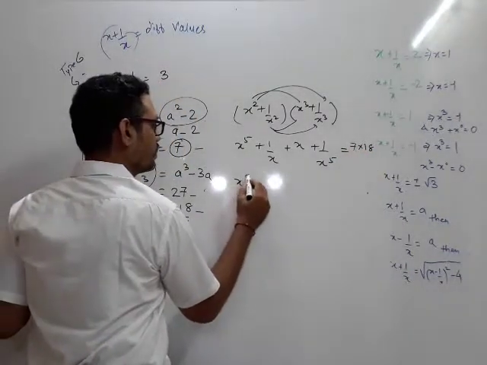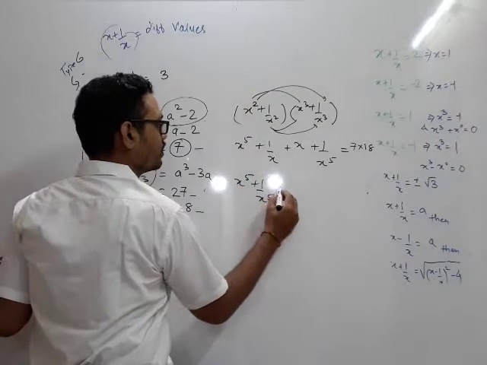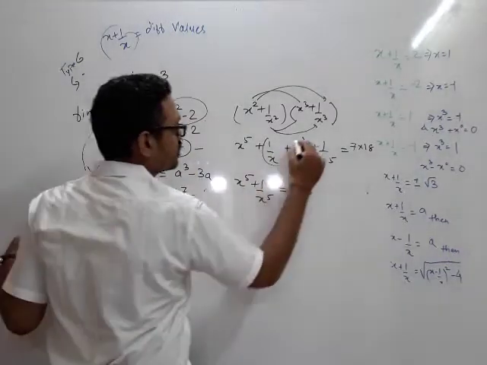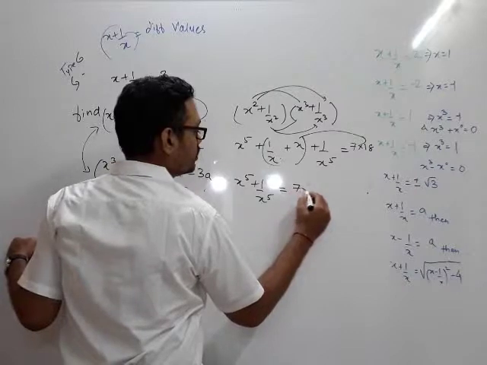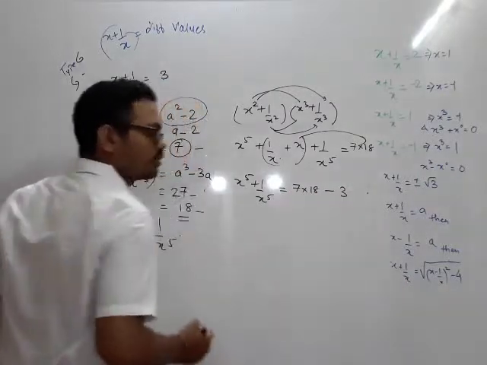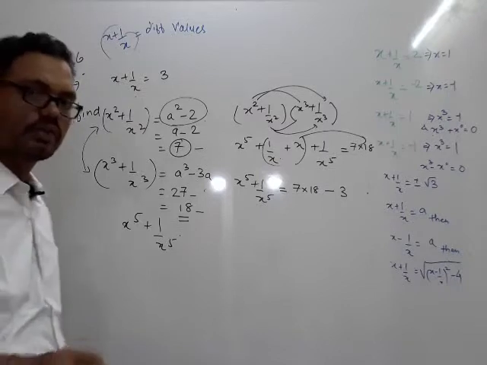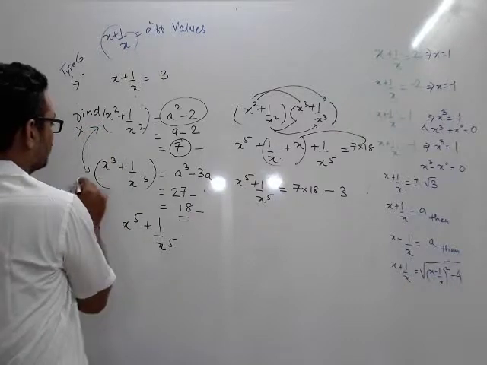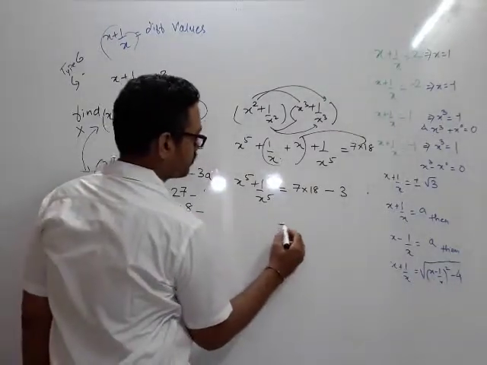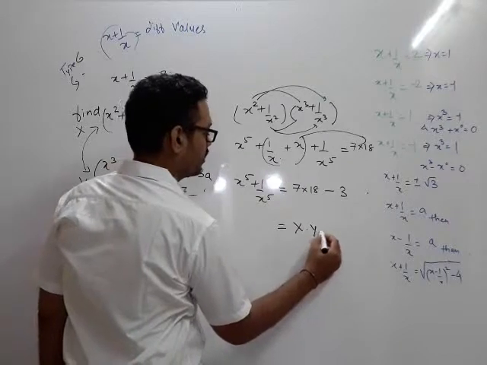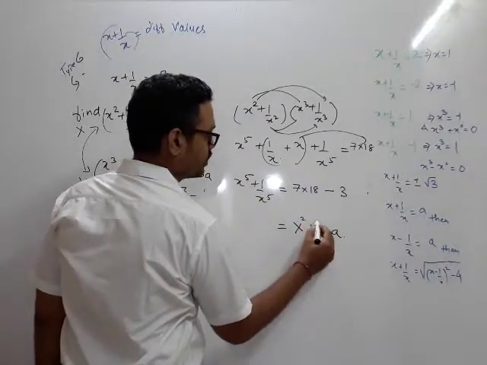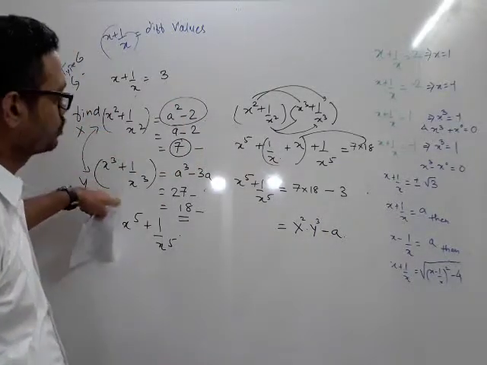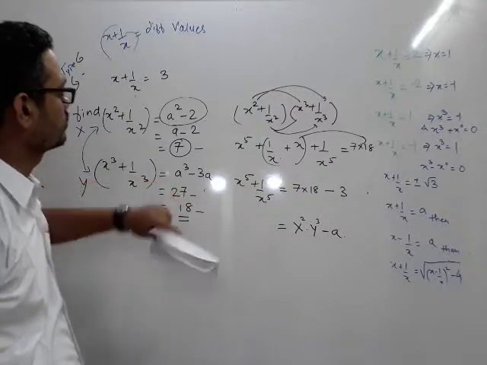So x raised to 5 plus 1 upon x raised to 5 is, this is what? X plus 1 by x. X plus 1 by x is given as 3. So it will go over there. 7 into 18 minus 3. That will be your answer. If I have to generalize this, if I have to put it in a formula, let's say it is x, it is y, it is nothing else, x into y minus a. What is x? Square term. What is y? Cube term. Whatever is the square term, whatever is the cube term, multiply these two minus 3a.